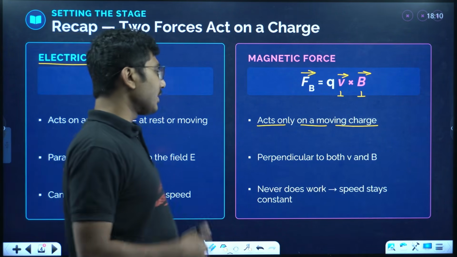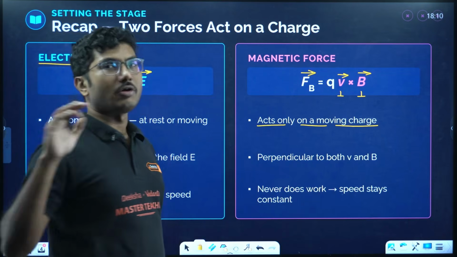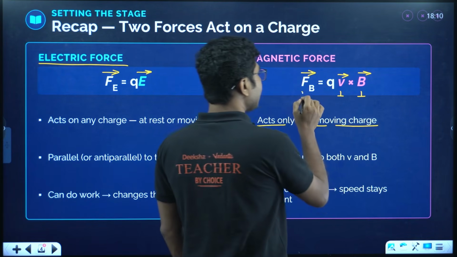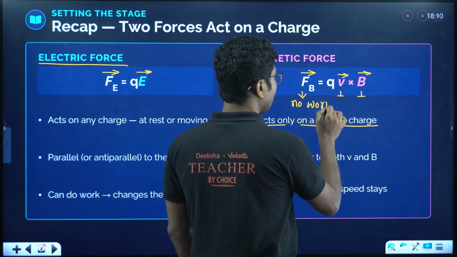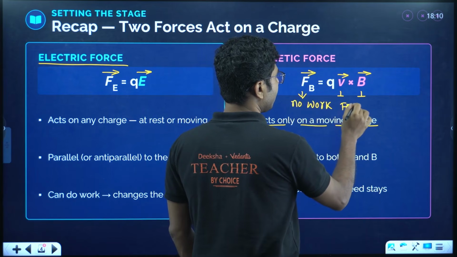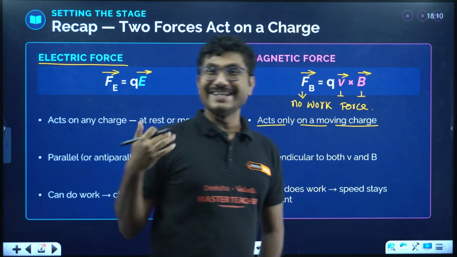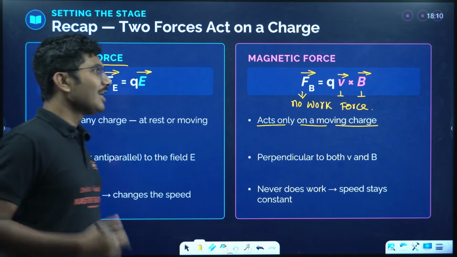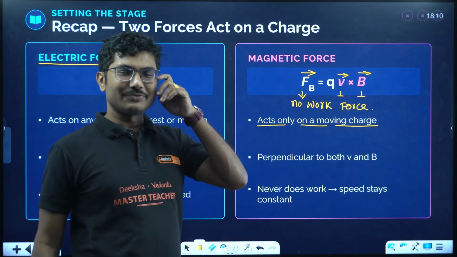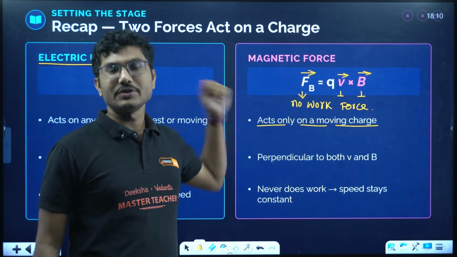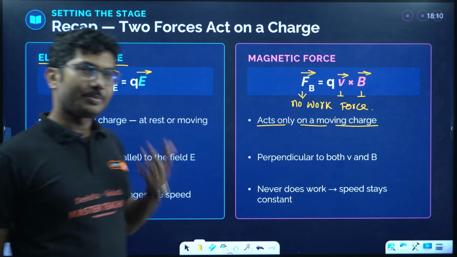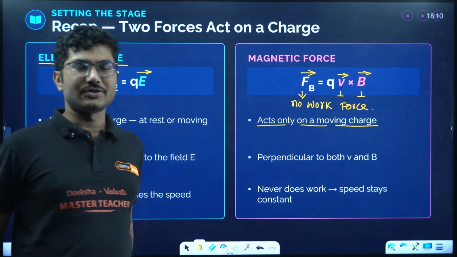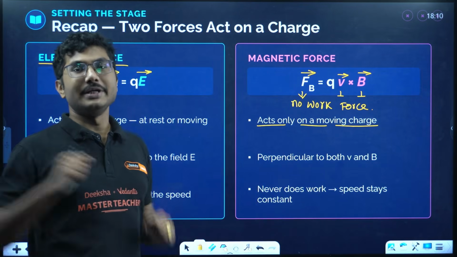It never does work, and speed stays constant. So this force is a no work force, so it does not do any extra work. So something new we have learned. So far we had no idea what this force is. This force is a no work force. It does not do any work on the charge. The speed remains the same. Speed remains the same means the direction can change, but the magnitude of the speed remains the same.